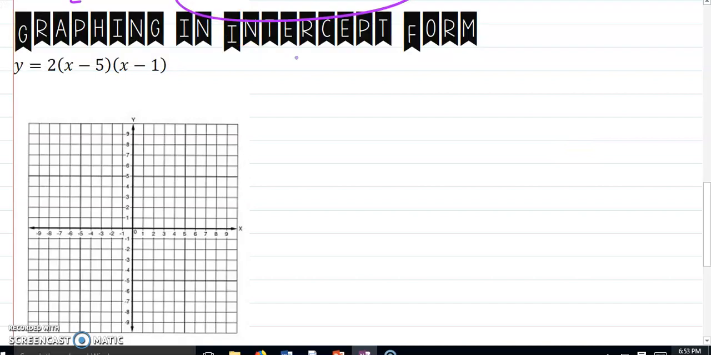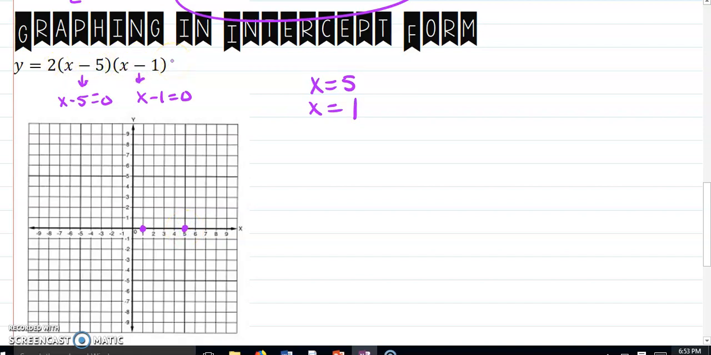The next type of parabola that we're going to graph is intercept form. Intercept form is also pretty easy because the goal of graphing is to find the solutions. This gives you the solution. So you would set these guys equal to 0 and solve for x. And we already know that x is going to be 5 and 1. So I'm going to plot those. Those are my x-intercepts.